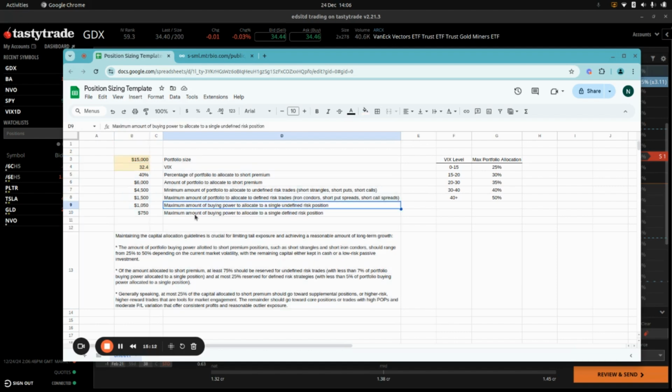It will tell you the maximum amount of buying power that you should be allocating to any single defined risk position, undefined risk position, and how much of your portfolio you should be allocating to short premium strategies. And as long as you follow this over the long term, you'll be absolutely fine. You won't have any issues.